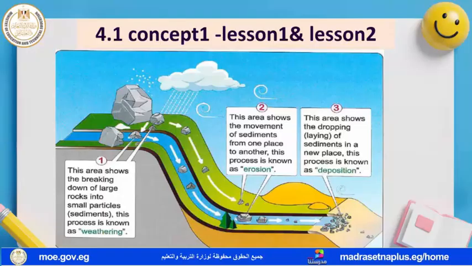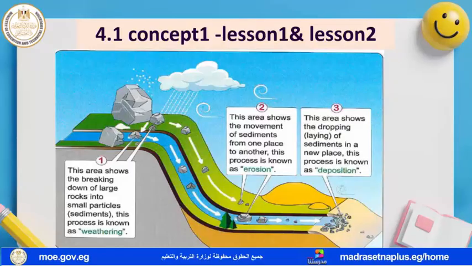What is the meaning of sediment here? It is small particles of rocks. So this picture is the summary of our lesson today. In this picture, we collect three main definitions: weathering, erosion, and deposition. In order, number one, the first process is weathering. Number two, erosion. Number three, deposition.